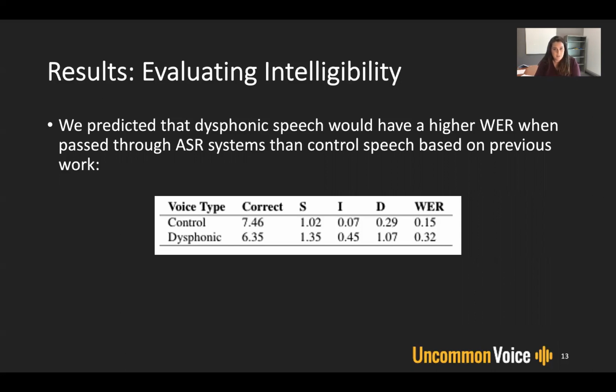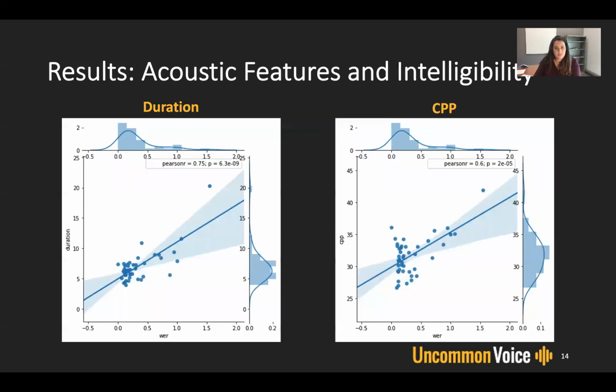So we took control speech and the dysphonic speech from this data set and ran it through an automatic speech recognition system. You can see that the ASR system predicted the words correctly more often for control speech than dysphonic speech. There were also fewer substitutions, insertions, and deletions, and generally a lower word error rate for the control speech. So basically, dysphonic speech is not recognized as well as control speech by automatic speech recognition systems.